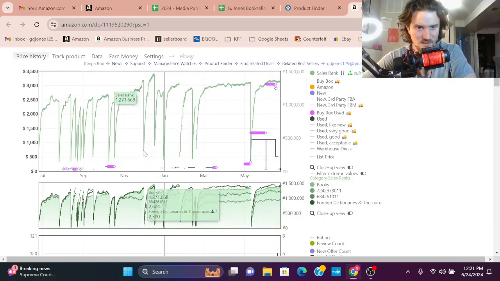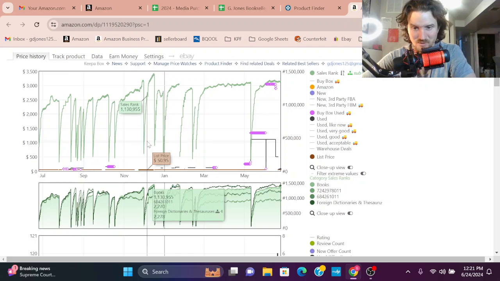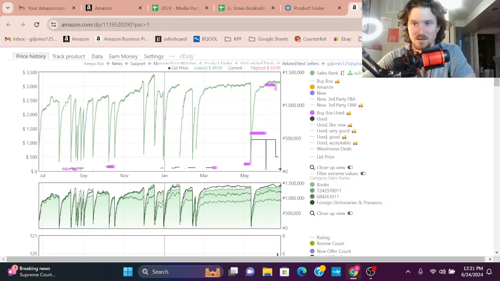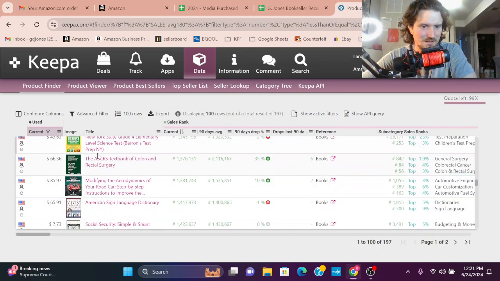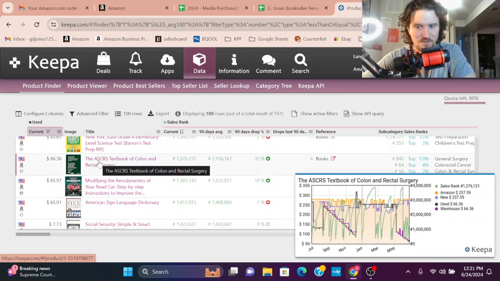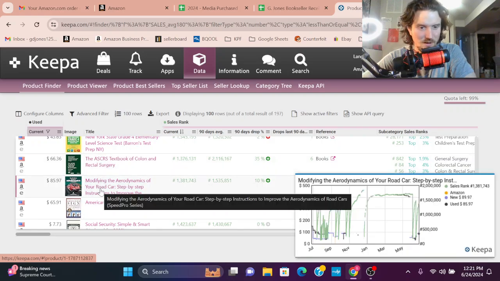I'm trying to figure out what these Keepa drops are that have no price with them. Means that they got it sold at a different price, which maybe at that $50 price. Maybe that's what it is. So I'm passing on that one. Not enough meat on the bones after I buy it.